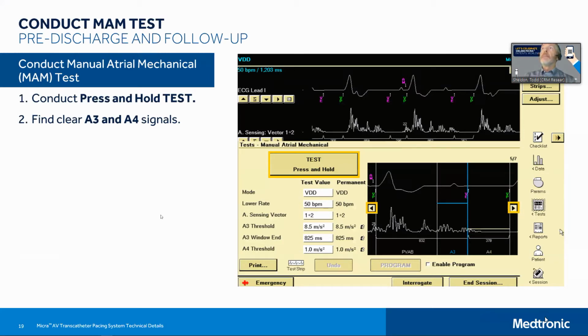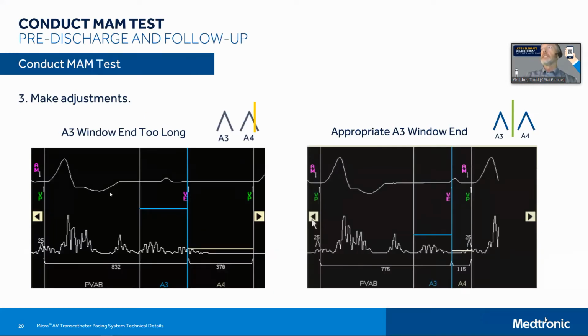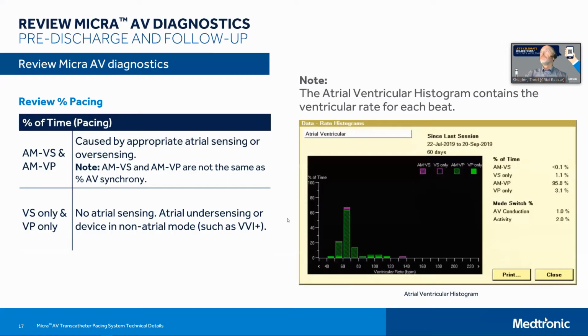This example is basically showing this again. This is the exact same from the prior slide where it's just a little bit too high. Now we bring this A3 window end down, so instead of being 830, it's 775. And that allows us to detect that and provide AV synchrony. So there are some adjustments, particularly on the A3 window end, that are usually done for many patients.